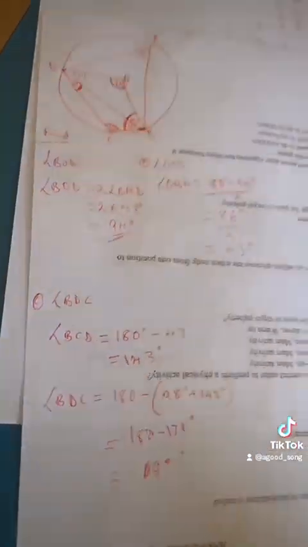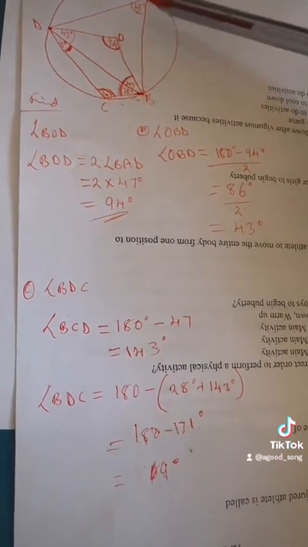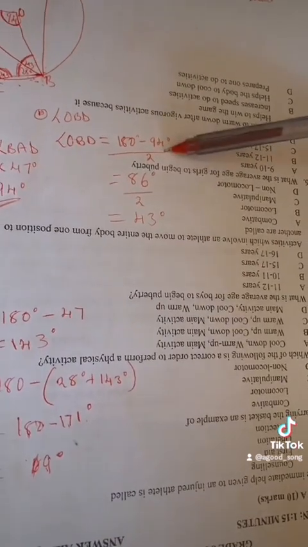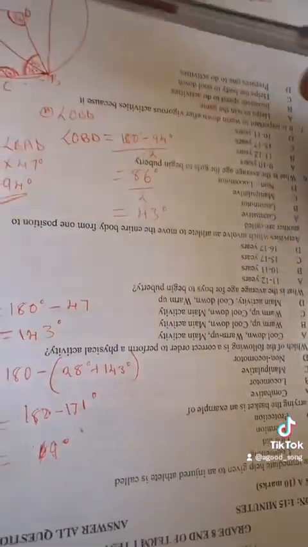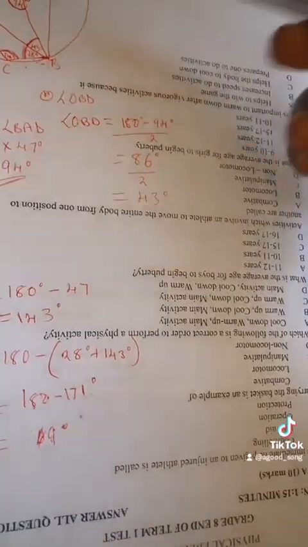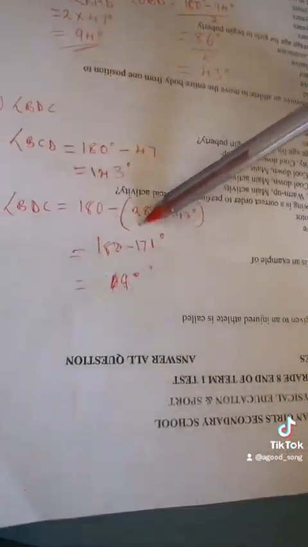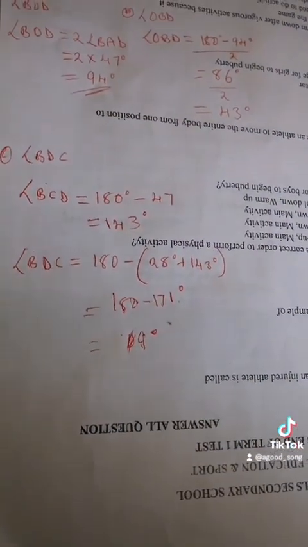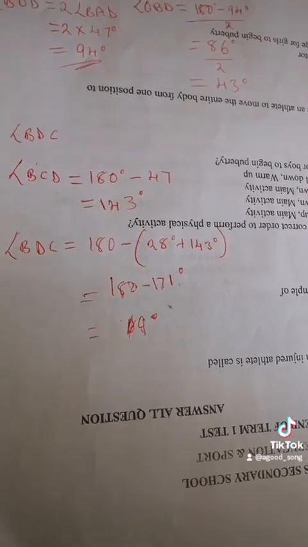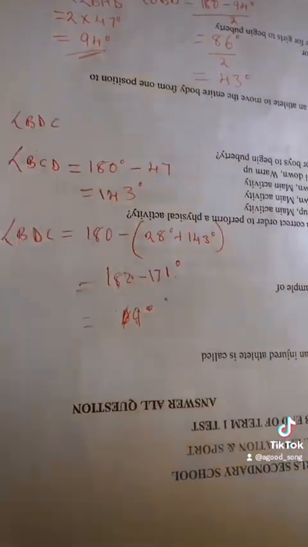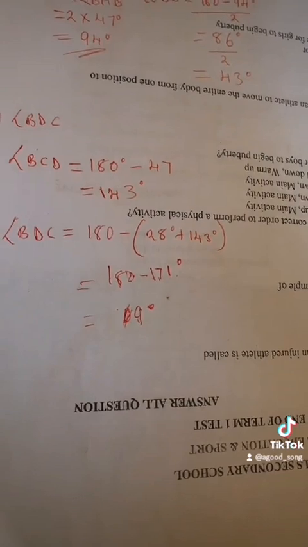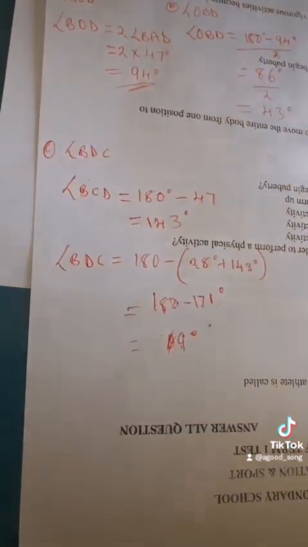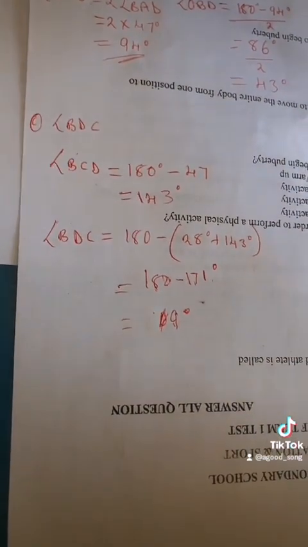So you just need to apply the theorems. The first one we looked at was the angle at the center being twice the angle on the circumference. Then for B, we applied the theorem that base angles of an isosceles triangle are equal. Then for C, we applied the theorem about triangles: a triangle adds up to 180, so the three angles should give us 180. But we only knew one. For us to find the second angle, we had to apply the theorem on cyclic quadrilaterals, opposite angles in a cyclic quadrilateral. We used that to find 143 degrees.